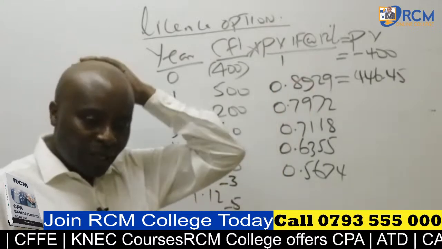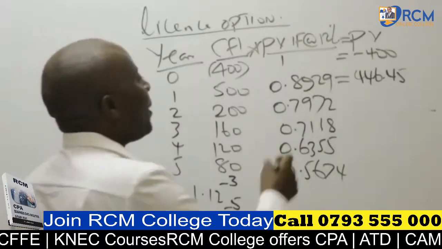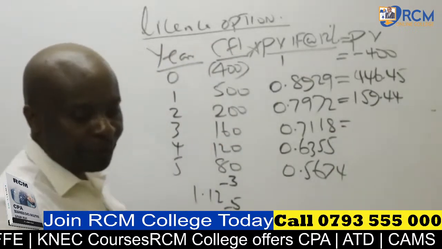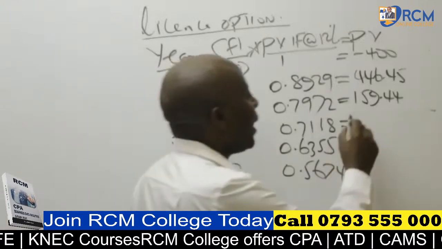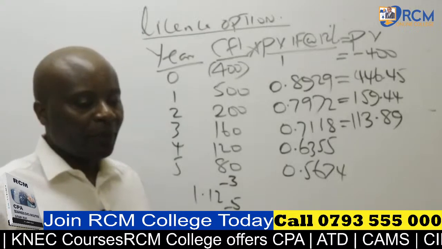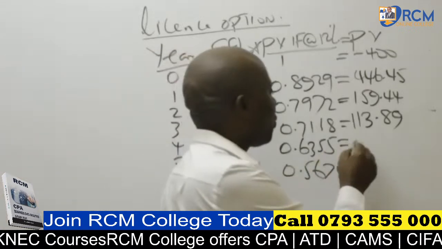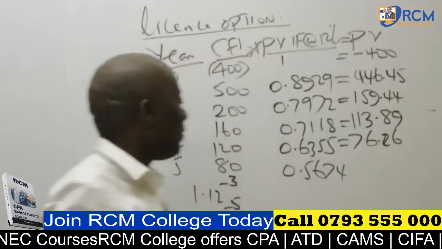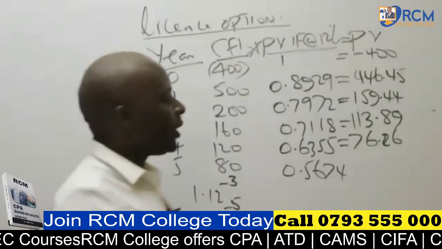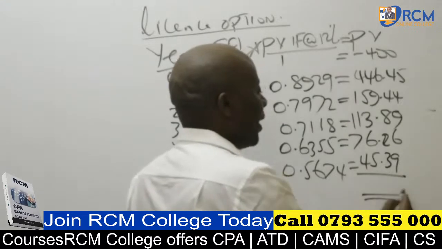Year number 2, 159.44. Abracadabra. We go straight to year number 3, 113.89. Year number 4, 76.26. Year number 5, lastly, 80 times 0.5674, 45.39. Like that. Then you add.